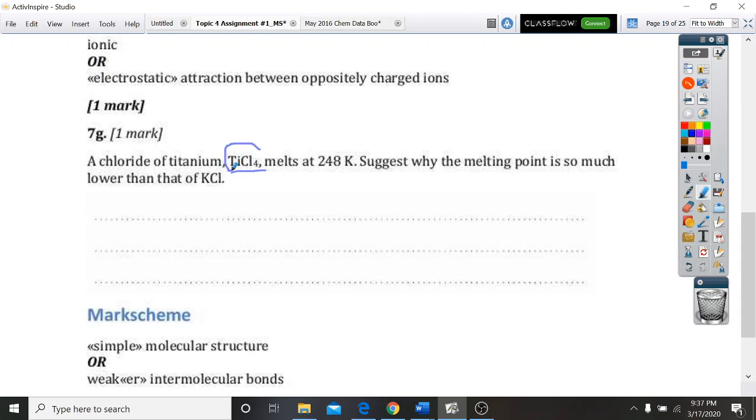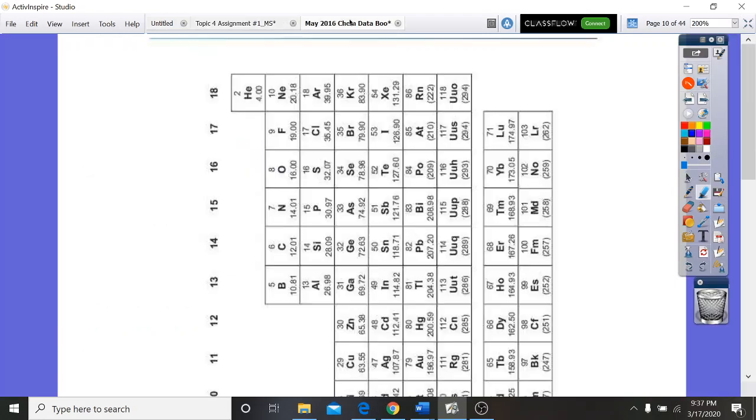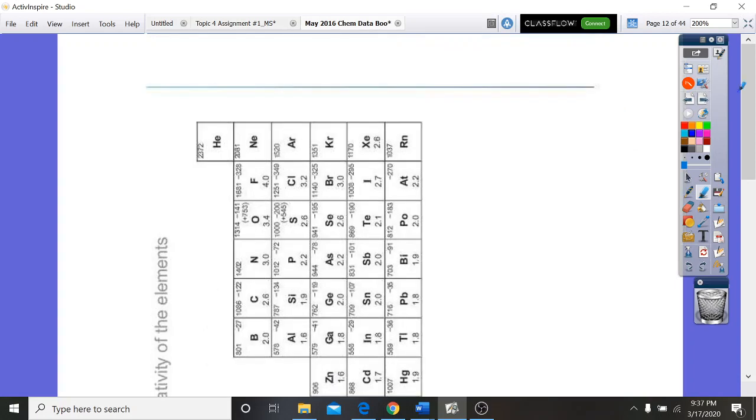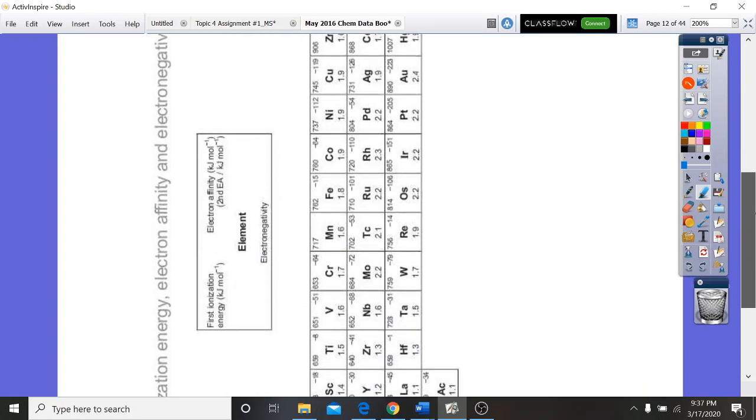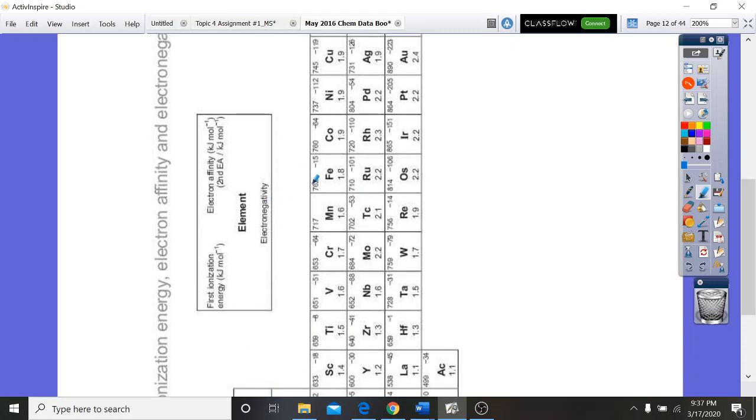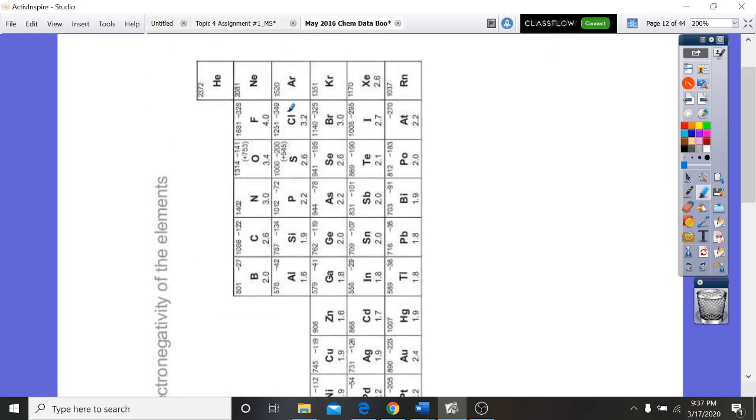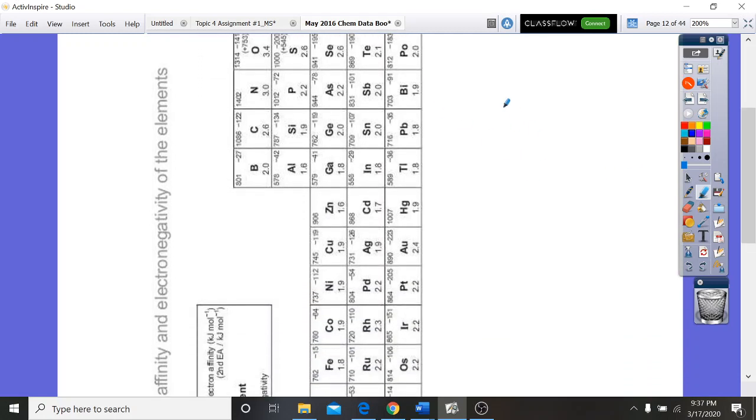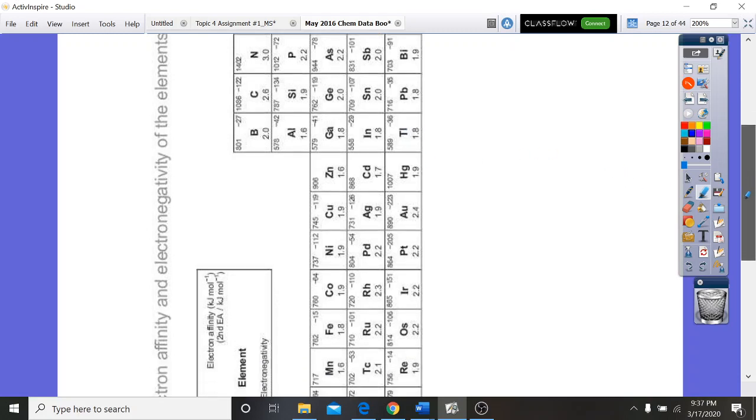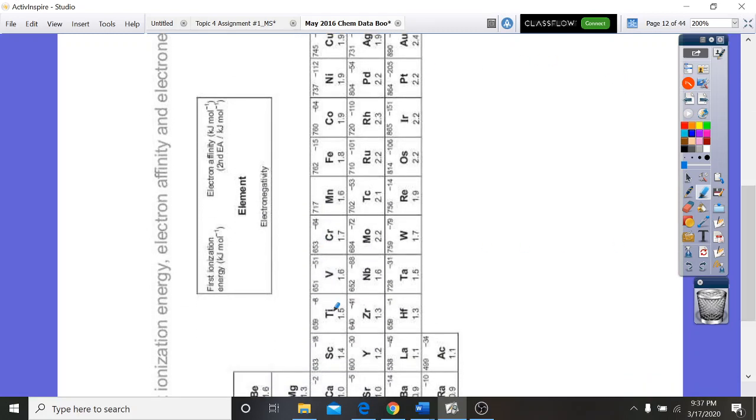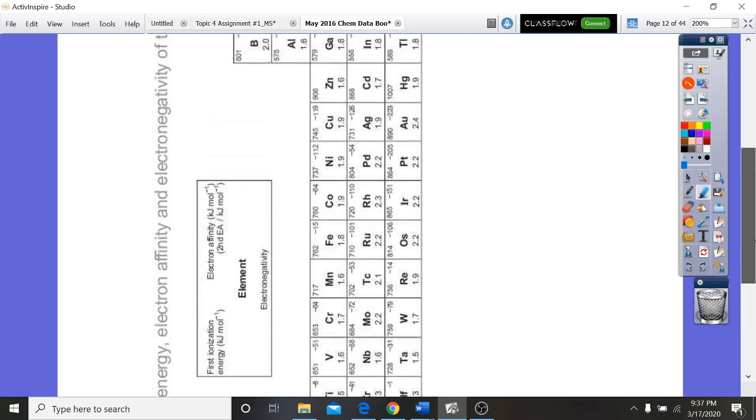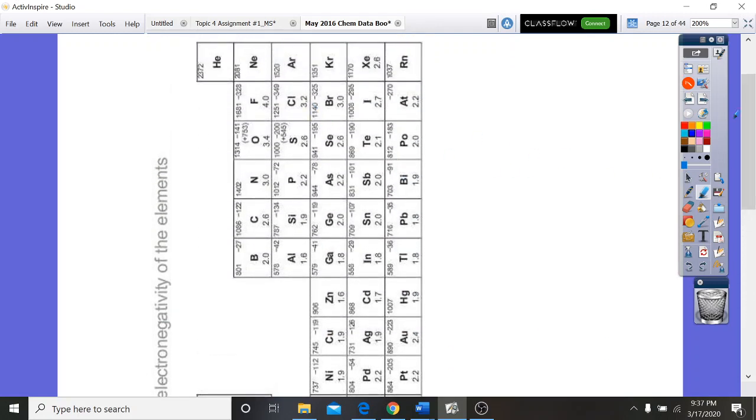But what I want you to always do from now on is look at table 8. Table 8 here in your data booklet contains the electronegativity values of every element here at the bottom. And so if we look for titanium and we look for chlorine, chlorine is 3.2. That is not Ti, that is Tl. Titanium is 1.5. So titanium 1.5, chlorine 3.2.